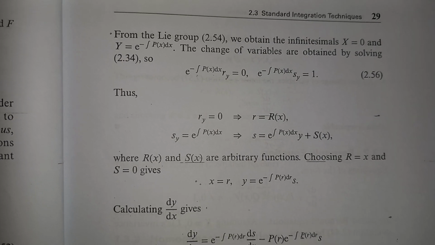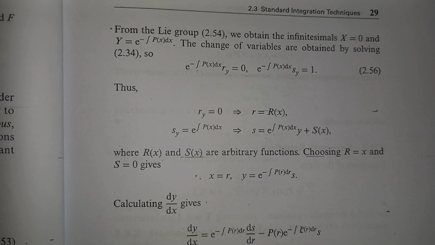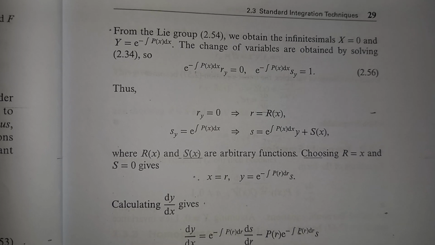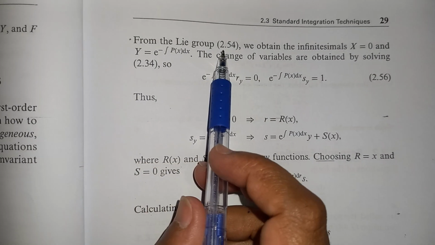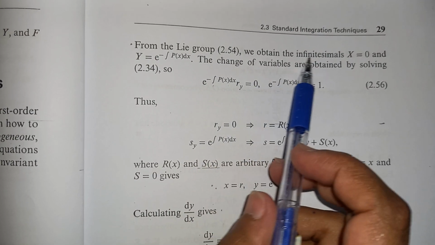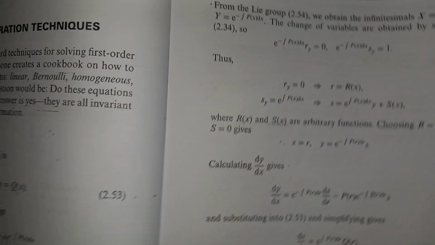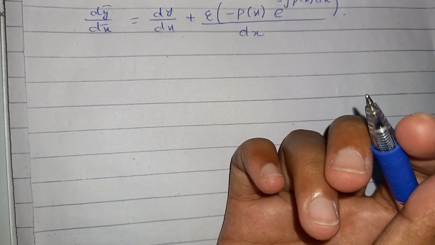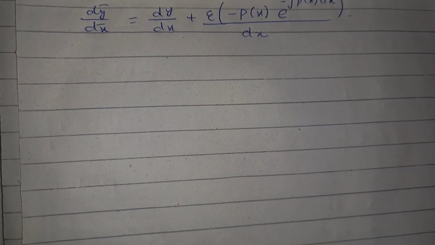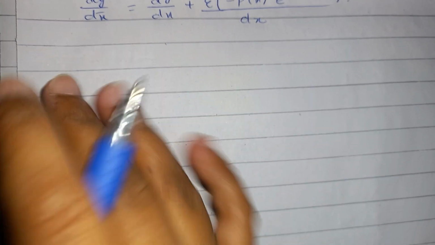Now what is the benefit of change of variables? If we will be able to find the values of r and s, then we can convert our linear ODE into a separable equation, and that will be easily solvable. Now students, from the Lie group that is given to you, we obtain the infinitesimals capital X is equal to 0 and capital Y is equal to this one. Now students, what is the formula of finding capital X and capital Y? You know that in the previous videos I have derived the infinitesimals by using the infinitesimal transformations, and the formula was something like this.